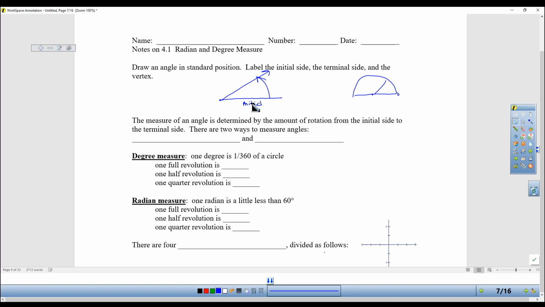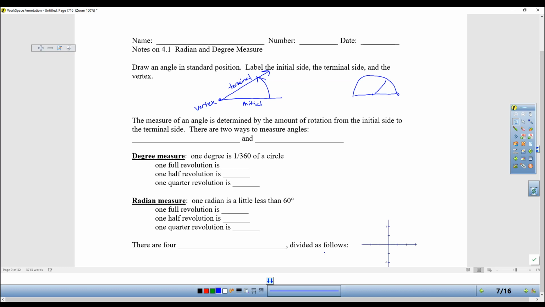This is called the initial side. Where it terminates is called the terminal side. And this point right there is called the vertex. The measure of an angle is determined by the amount of rotation from the initial side to the terminal side.